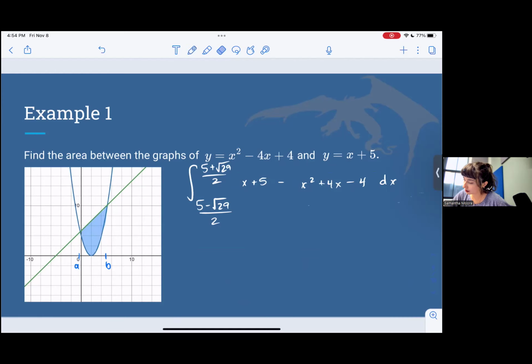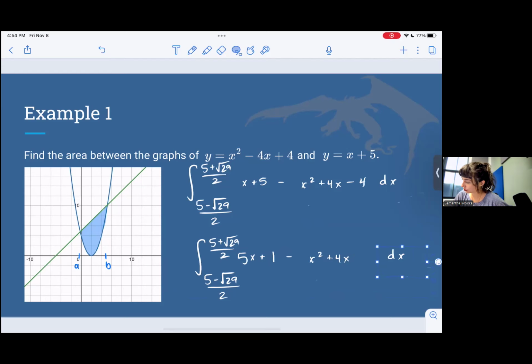And so really, I'm looking at the integral of, let's see, negative x squared plus 5x's in here, plus 5 minus 4 is a plus 1. So just cleaning up the inside function in my integral gives me this. Oh, plus 4x. I already cleaned that up as well. Okay. There we go. All right.